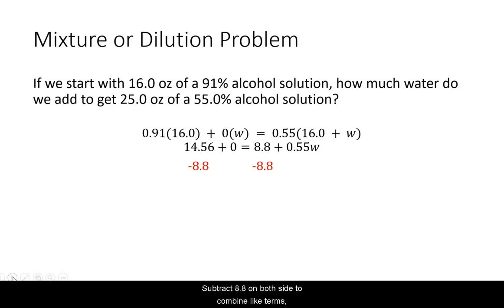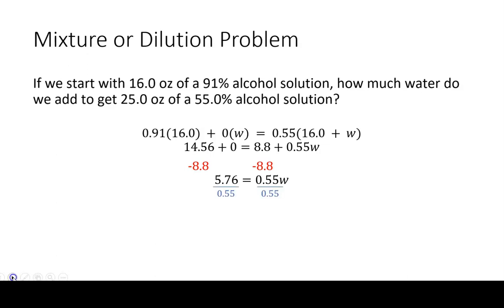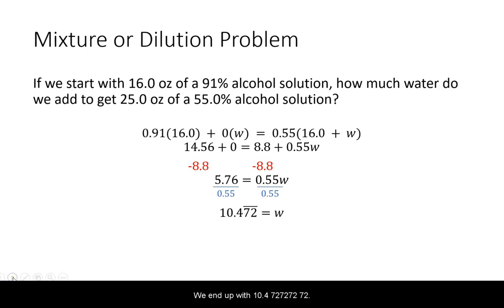Subtract 8.8 on both sides to combine like terms, also add 0 in, and this becomes 5.76 equals 0.55W. Since 0.55 is multiplied in, we divide it out, and we end up with 10.472727272 equals W. The bar over the 72 means that it's repeating.